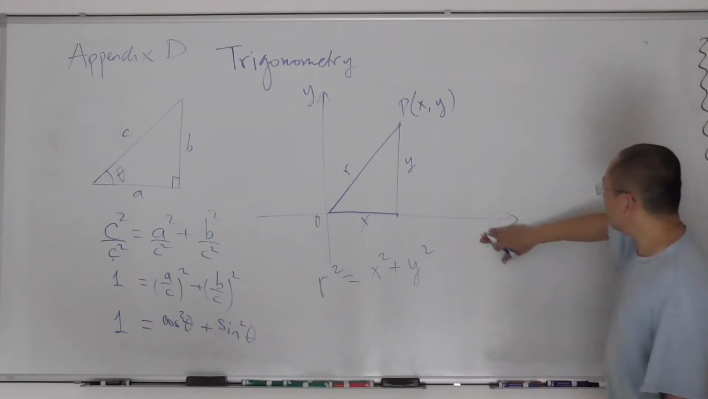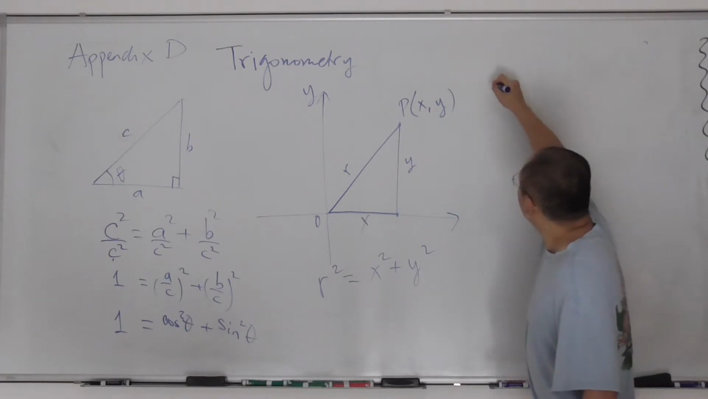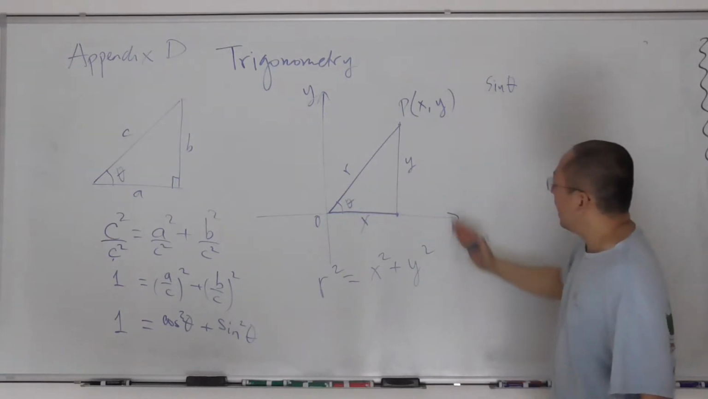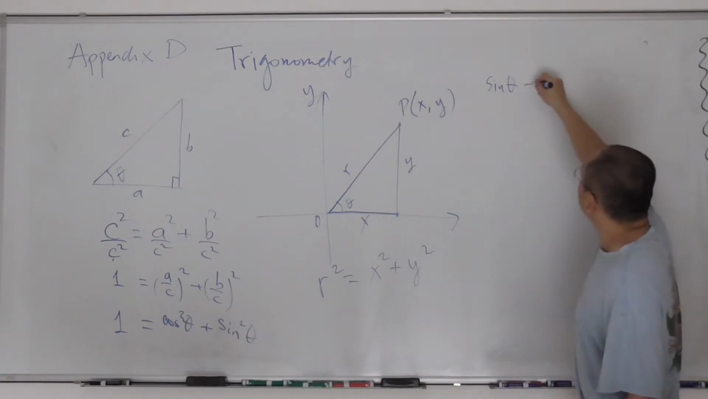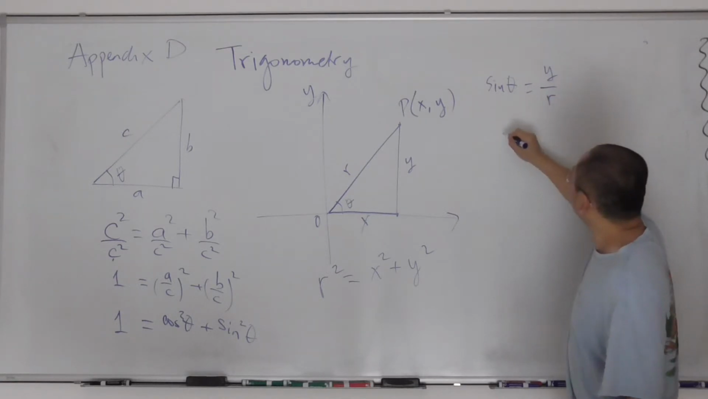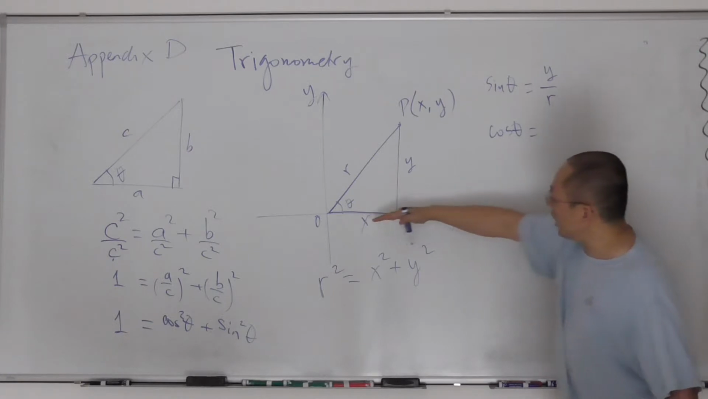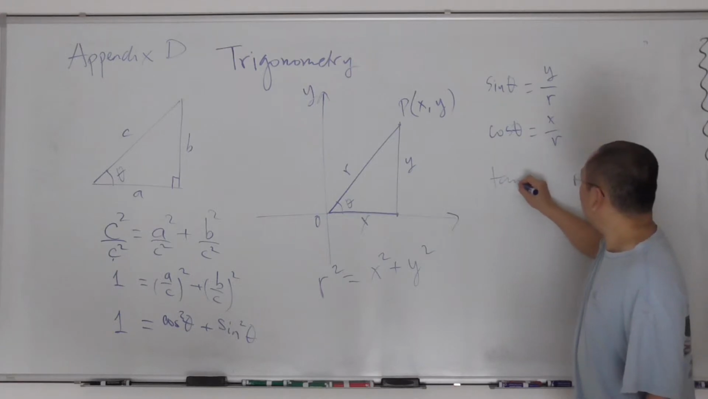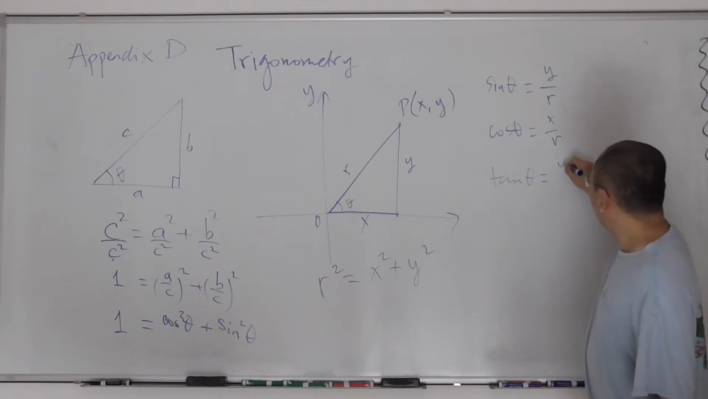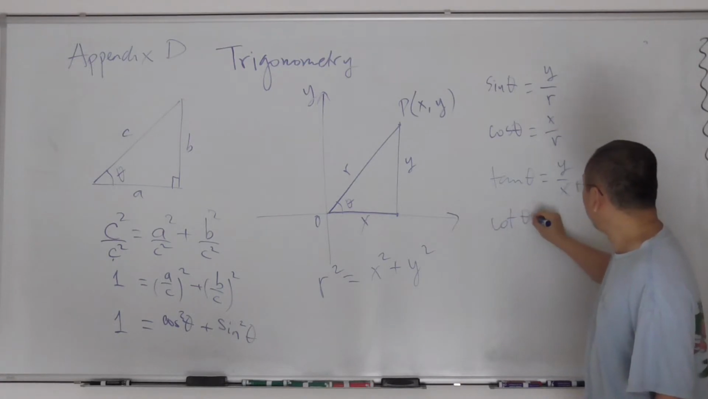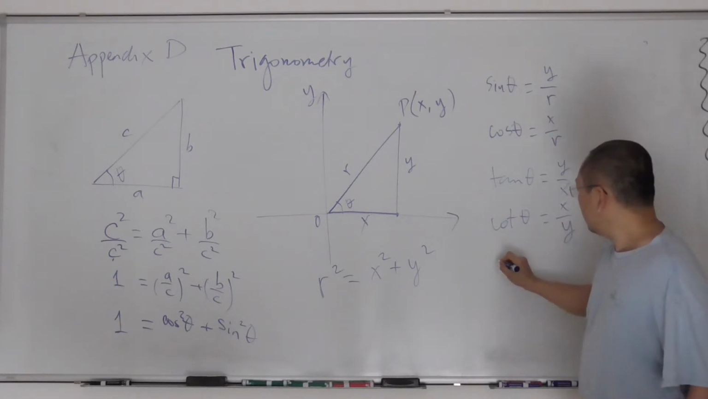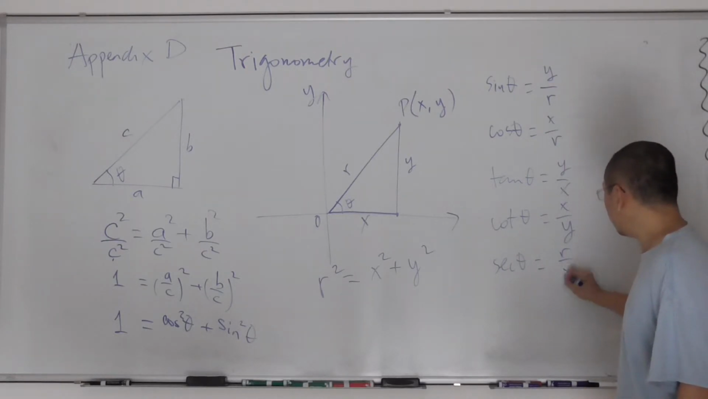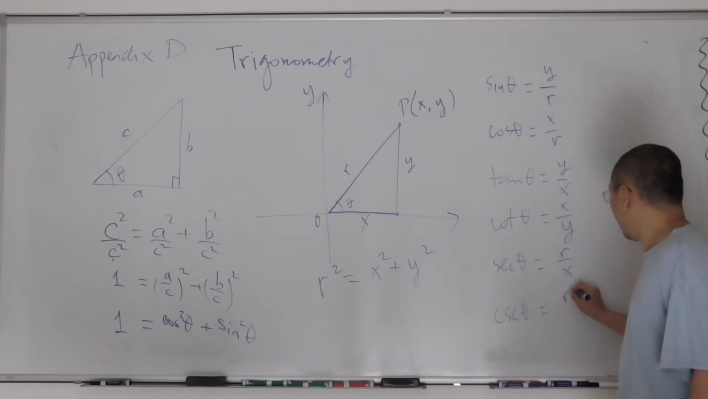Now, the trig functions are written this way. Sine of theta. Oh, by the way, this angle is still theta, alright? Opposite over hypotenuse, so y over r. Cosine of theta is adjacent over hypotenuse, x over r. Tangent of theta is y over x. Cotangent of theta is x over y. Secant of theta is the reciprocal of cosine, r over x, and cosecant of theta is r over y.